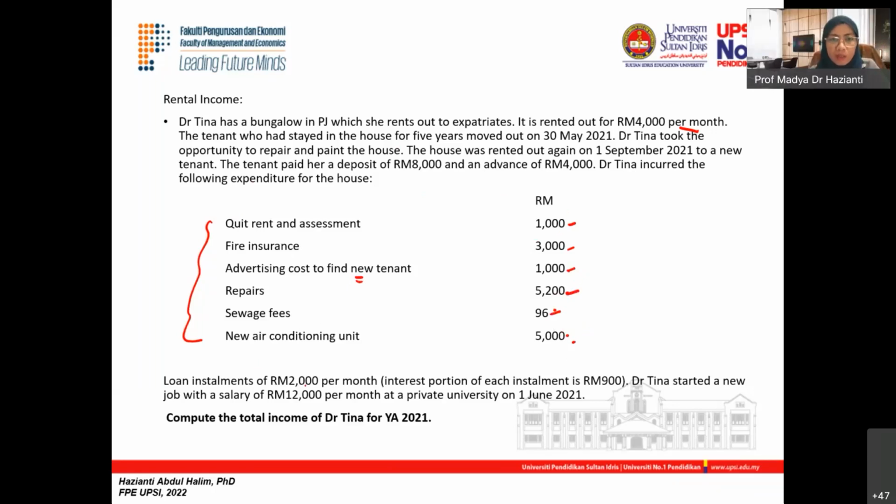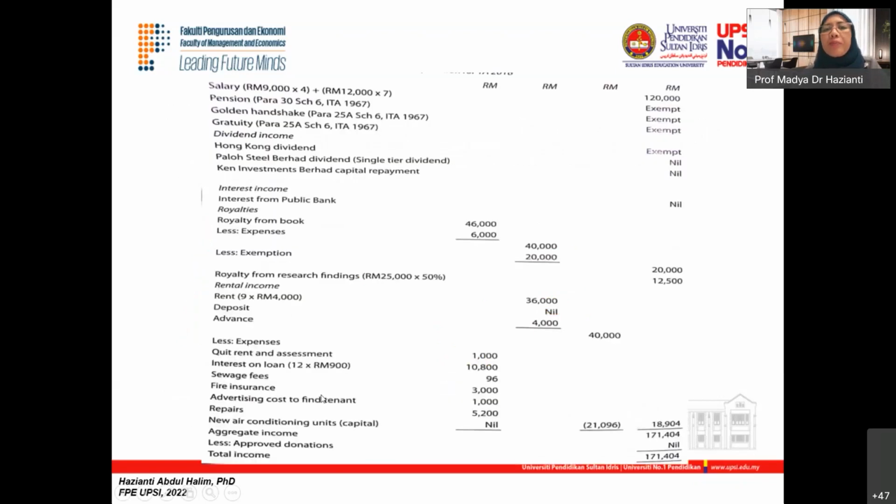So loan installment 2,000 per month. Interest portion of each installment is 900. Yang ni deductible tak? Interest portion. Jangan lupa interest portion is deductible, tapi ini sebulan 900, so you kena buat 900 darab dengan 12. Okay, this is how you should present your answer. Sengit sikit. Okay. So for this one, kita tadi ada jawapan yang saya kena potong kat sini.